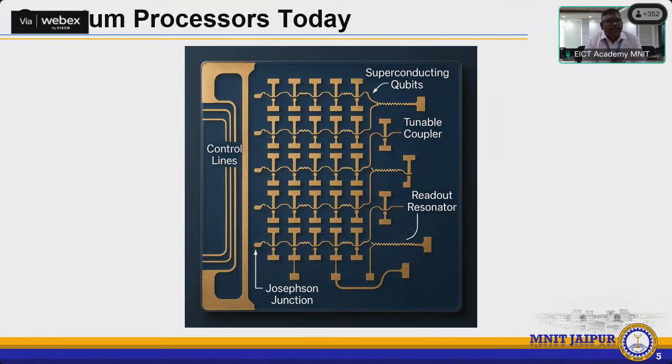So you can look at how a quantum processor internally will be, right? For a superconducting processor, you'll have the superconducting qubits. There will be a tunable coupler. There will be a readout resonator. Readout is where you are measuring, where the quantum bits will get converted into what are called classical bits, right? There will be some control lines and there will be a Josephson junction. So this is the internal structure of a superconducting quantum processor, how it looks like, right?